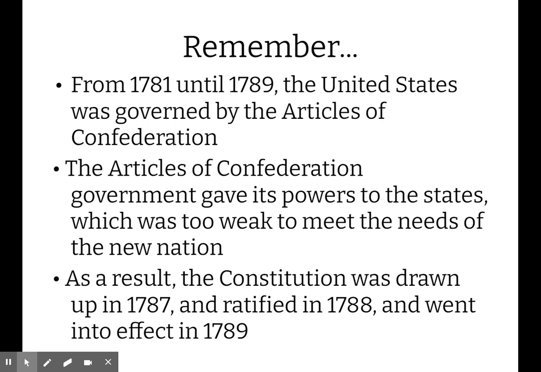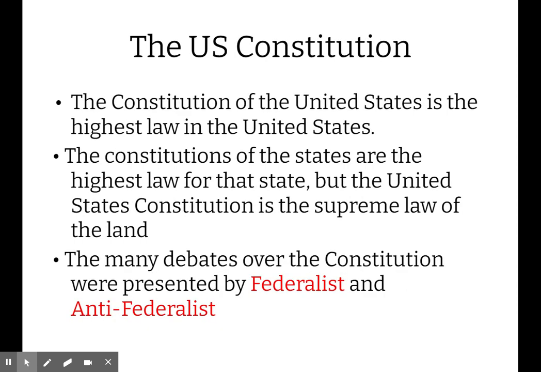From 1781 to 1789, the United States was governed by the Articles of Confederation. This document gave a lot of power to the states and was too weak to meet the needs of our new nation. As a result of that, the Constitution is going to be drawn up in 1787, ratified in 1788, and ultimately put into effect in 1789.